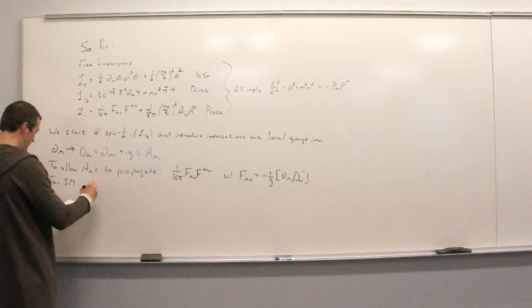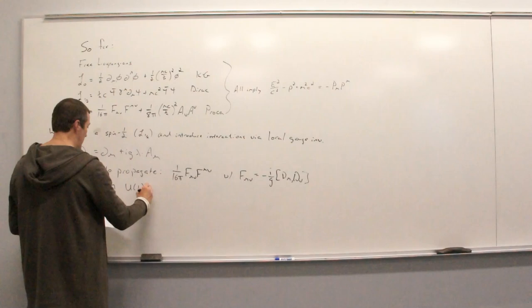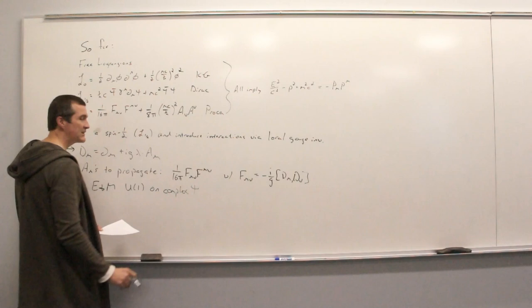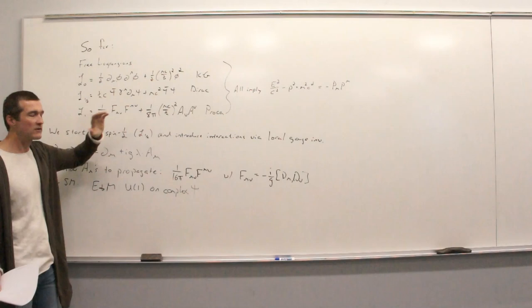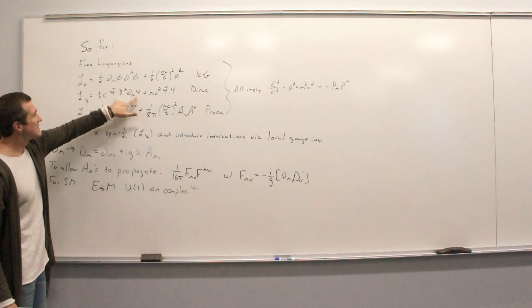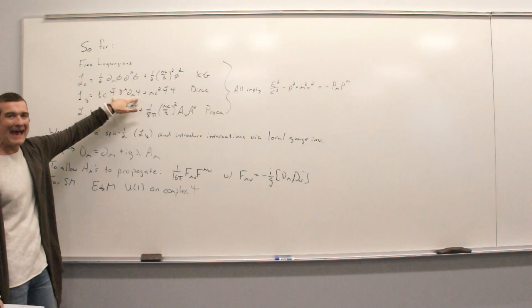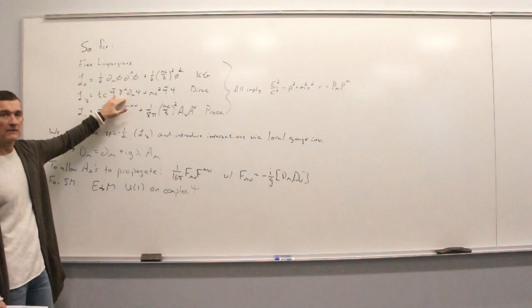In summary, for E and M, we do a U(1) on complex psi. It's interesting. The Dirac equation is the equation of motion associated with this Lagrangian. So you can talk about the Lagrangian, you can talk about the equation of motion, either one. But the fact that psi and psi bar are complex is built into this equation. You don't have to add any extra structure. So it's like E and M is built into the Dirac equation, if you let it be a local symmetry.